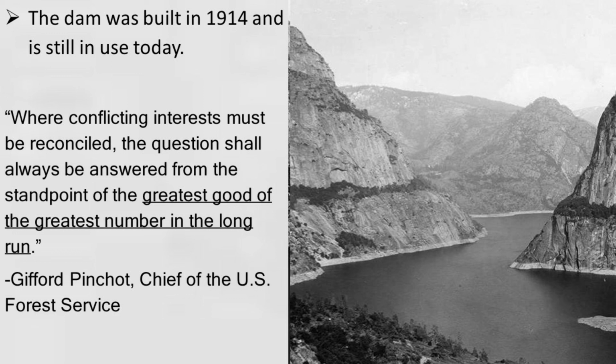It is said here, where conflicting interests must be reconciled, the question shall always be answered from the standpoint of the greatest good for the greatest number in the long run. So when there is a conflicting interest, the greatest good of the greatest number should be considered. So it should be balanced; what is more important is the greatest good or the common good, not only the good of the individual or a company, for example.